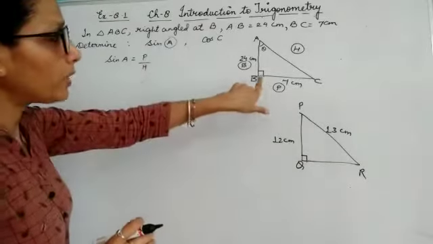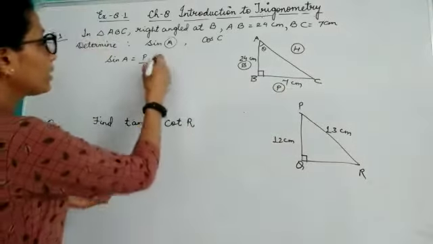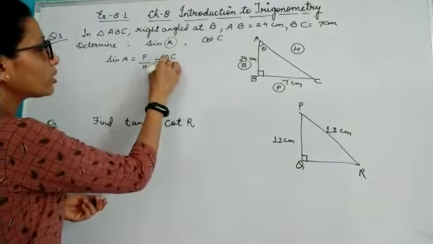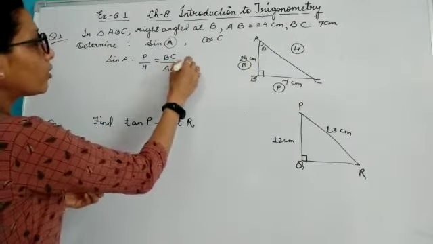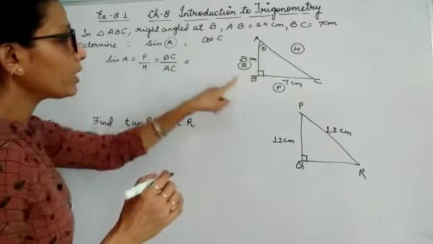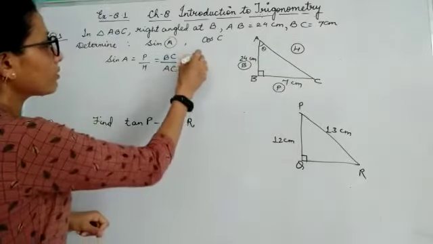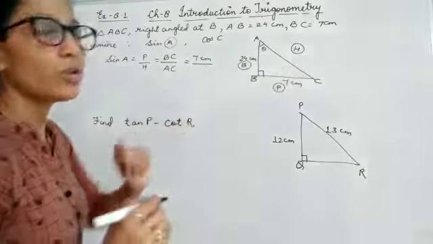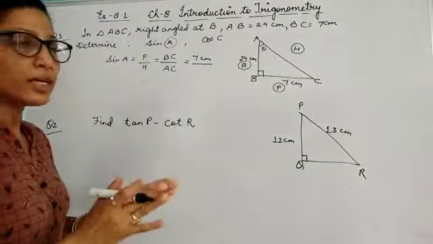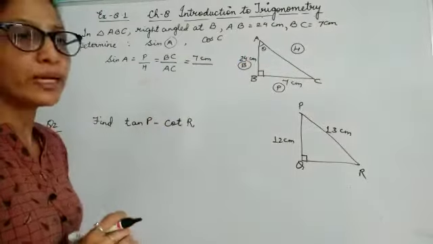So what is your perpendicular? Perpendicular side is BC. What is your hypotenuse? This is AC. So I will be writing it as AC. Now what is your length of BC? Length of BC is given to me as 7 centimeter. Okay, but what about AC? AC is not given to me. I will be finding it out by the help of Pythagoras theorem.